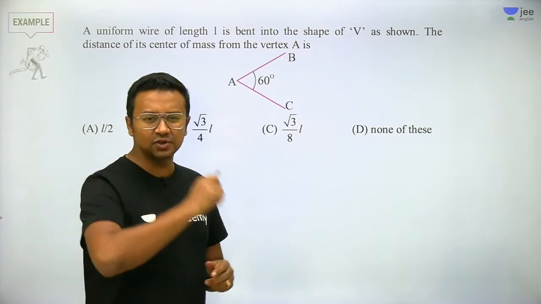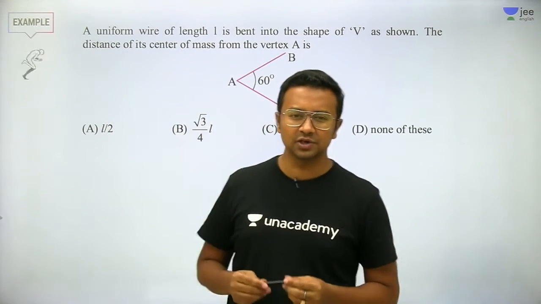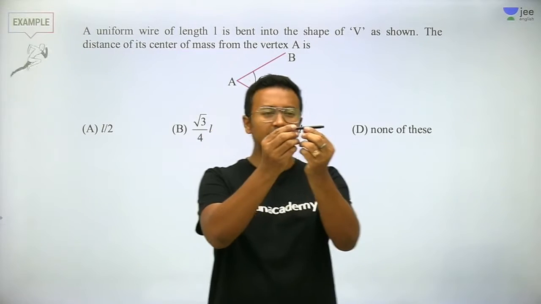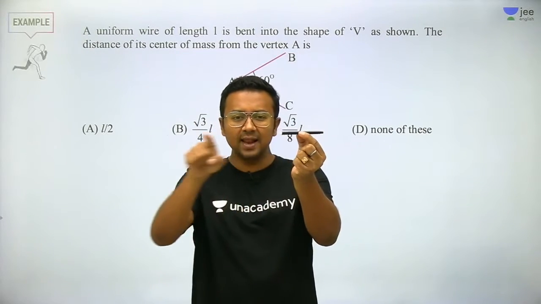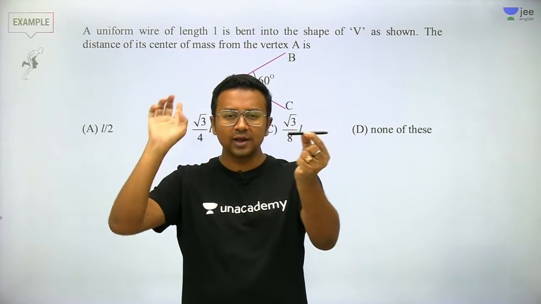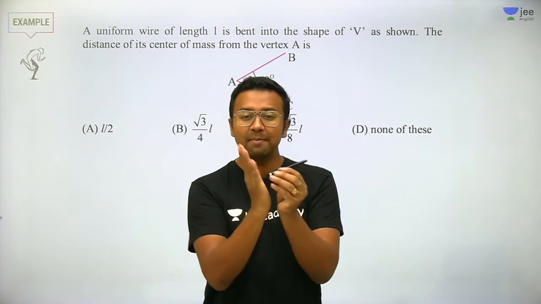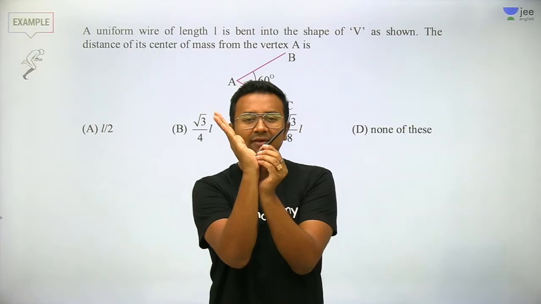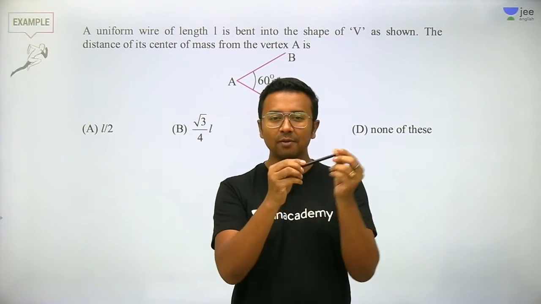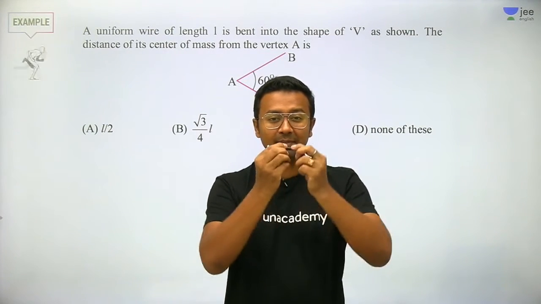Okay, the first question. What is there in the first question? You have got a rod of length L. The entire length of this rod is equal to L. Now what did they do? They bent it in a V shape. Like, I cannot bend it right now. It is going to break if I bend this.